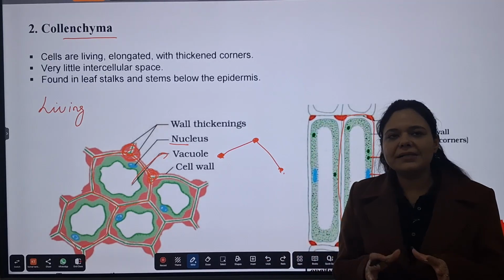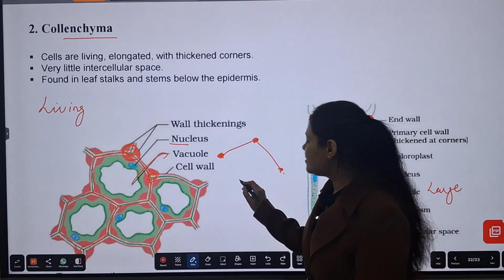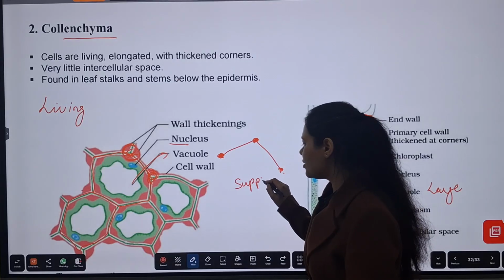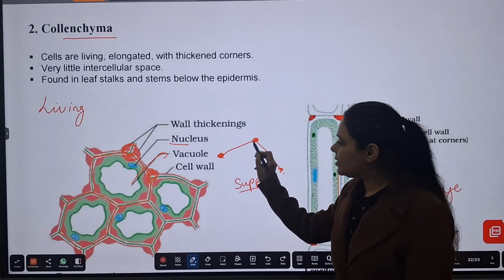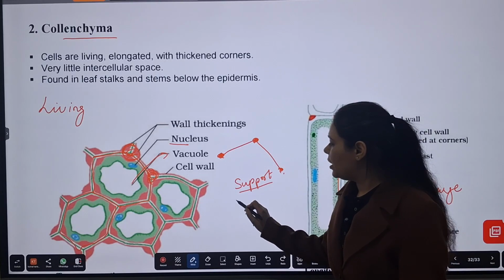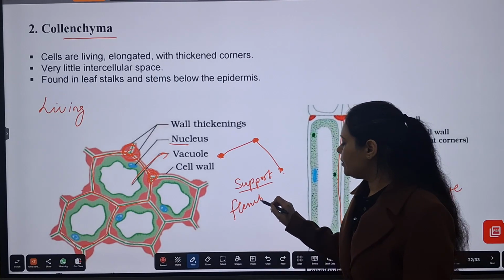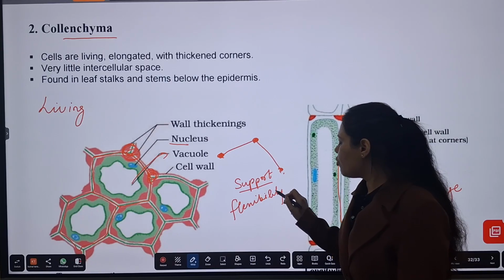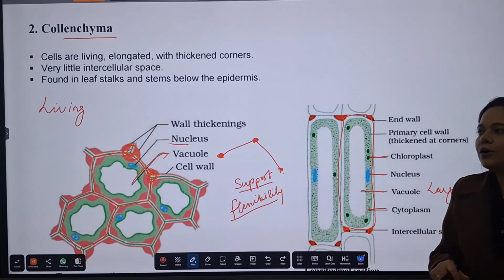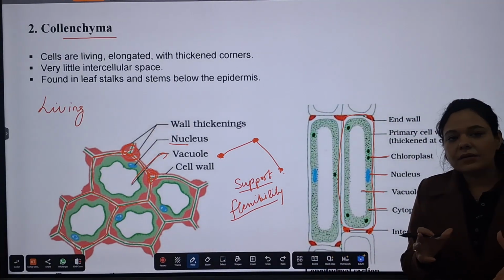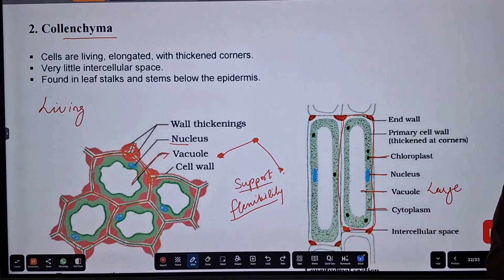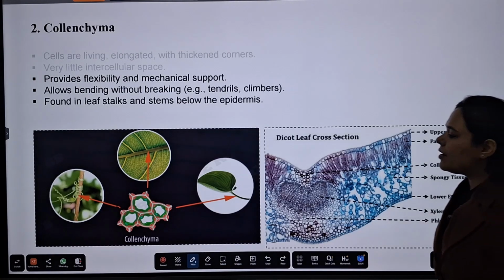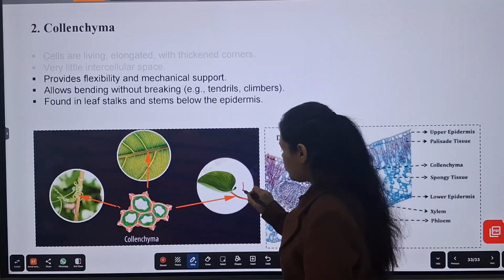So they must be present in plant parts that need support, but not too much rigidity, because the thickenings are not present along the entire length of the cell wall. It provides flexibility also. So wherever a moderate amount of strength along with flexibility is required, collenchymatous tissue is seen in the plant part. For example, if we see their location, they are found in the leaf petiole, the leaf stalk.